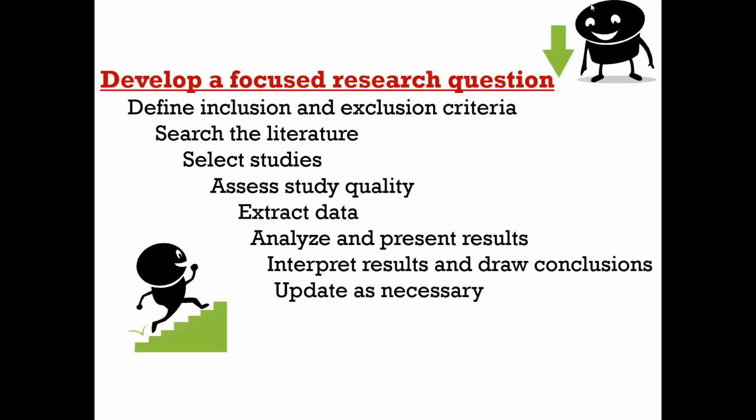So I want you guys to see the steps. These are the steps to be followed to conduct a systematic review. First, develop a focused research question. The primary step is to develop a focused research question. The second one is to define the inclusion and exclusion criteria. Once that is done, we have to search the literature. Once the search of the literature is done, we have to select studies.